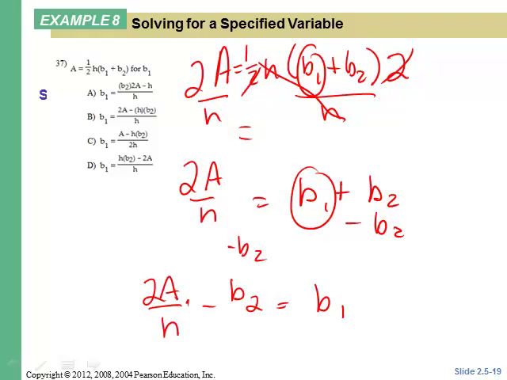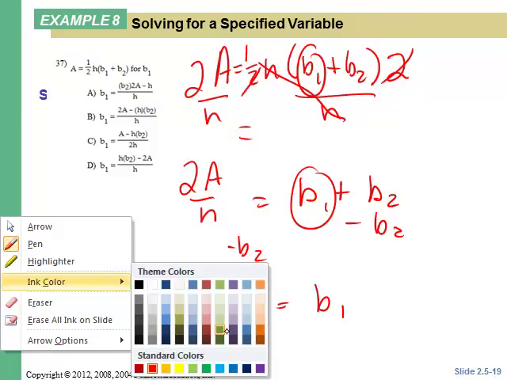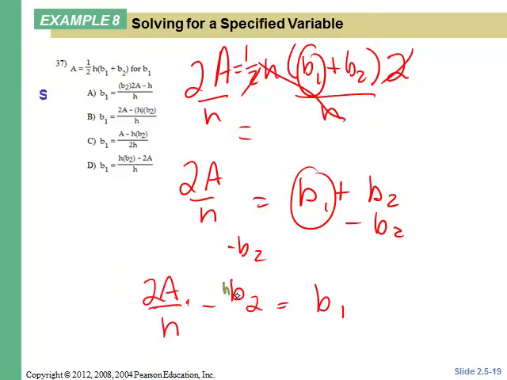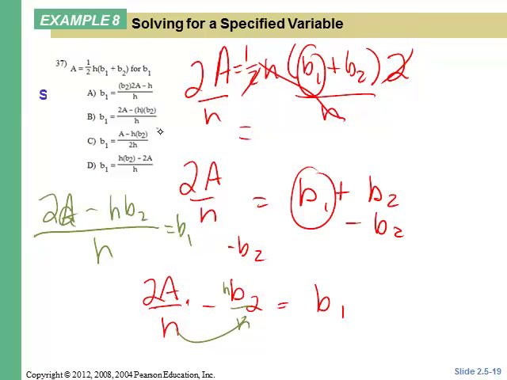Now if you notice, that's not any of the choices, so what we need to do is to make it like one of the choices by multiplying. I'm going to change color so that you can see how I'm making it the same way. What I'm going to do is multiply both the top and bottom of this by H, and then I'll have 2A minus HB2 all over H. So I combine the denominators, equals B1. And then it's just like this letter C right here.